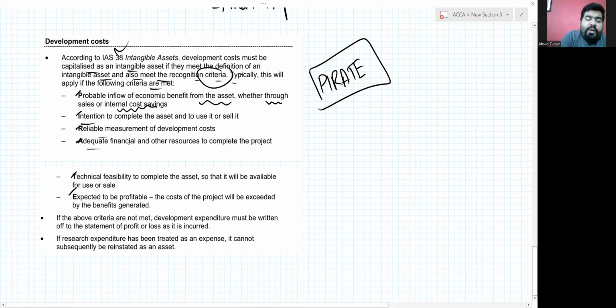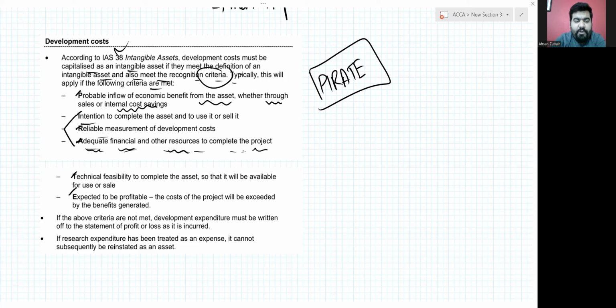After that, adequate financial and other resources to complete the project. The intention to complete point and this point are basically interlinked. I have told you that whether you have the money, the amount to complete the asset and the project, that is it. Adequate financial and other resources, being material and labor and all that. If you have enough finance to complete the project, then it's in favor of the development cost point.